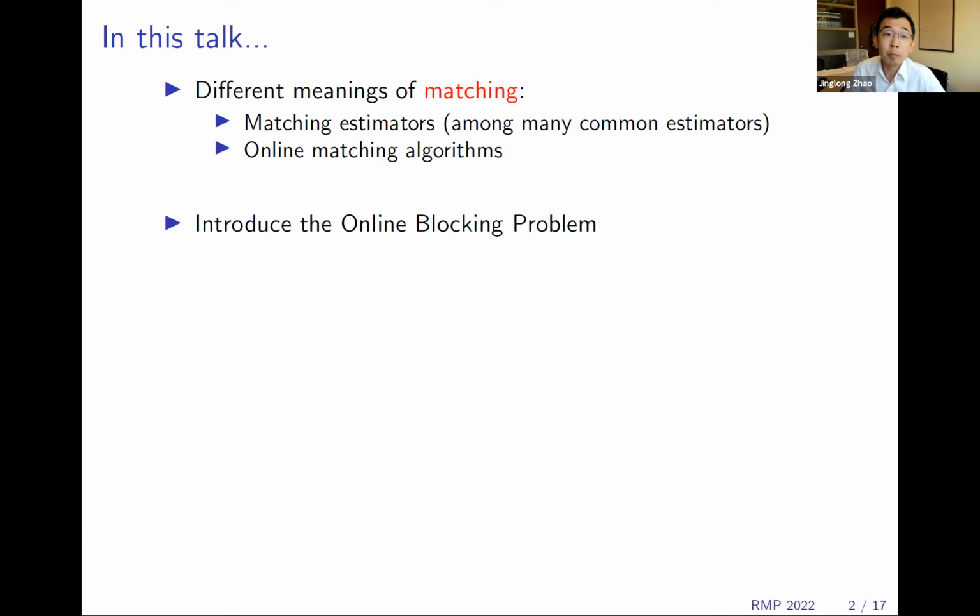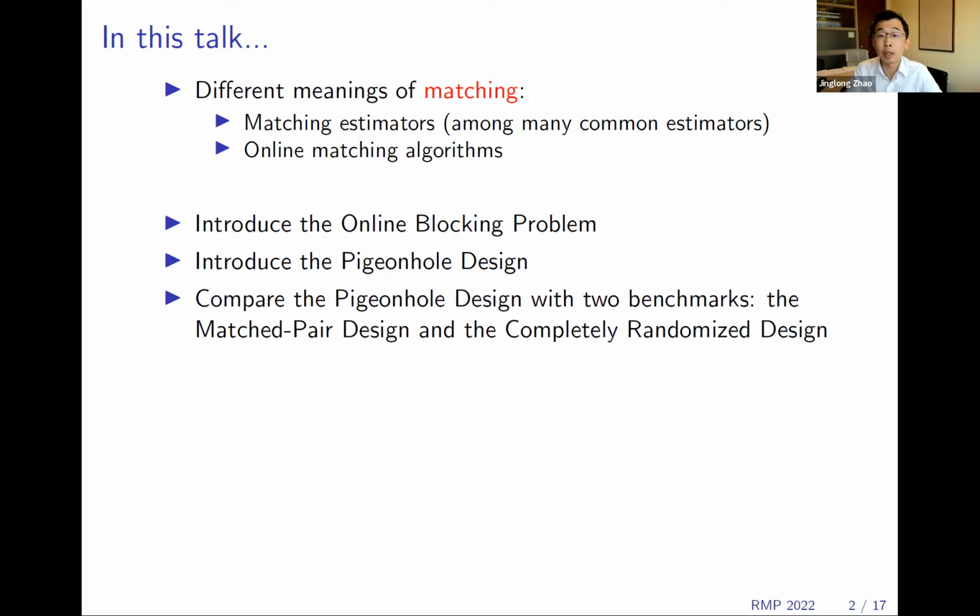So in this talk, I'm going to first introduce a version of the online blocking problem, which is the question that we're trying to study. And then we're going to introduce the pigeonhole design, which is an experimental design method that has a provable guarantee on this online blocking problem. And then we're going to compare two benchmark designs, the matched pair design and the completely randomized design, to analyze how good or bad the different designs perform.